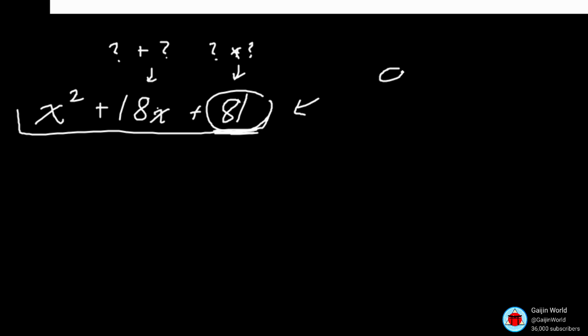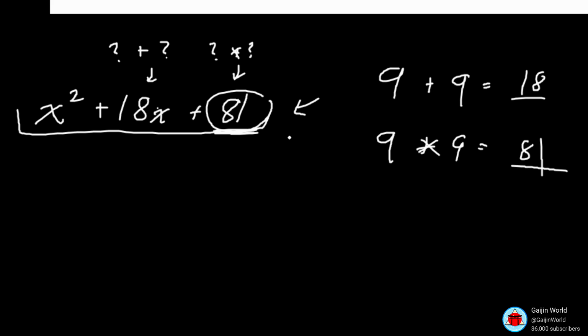So let's try 9, alright? 9 plus 9 would be 18. Let's do that again. 9 times 9 would be equal to 81. So now these match with this. So now you've got two perfect numbers. You got this and this. Now what do you do next?